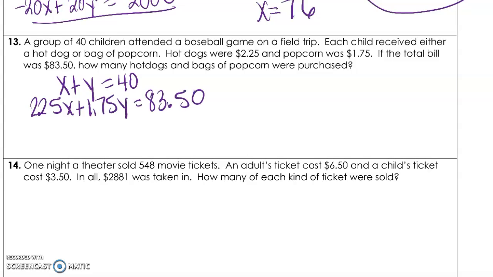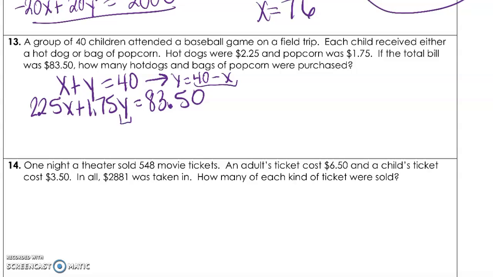So how many? There were 40 items, so those do not have any coefficients. How much was spent was 83.50, so those have to have the money with it. Since I don't really want to multiply by decimals, I am going to solve this equation, and it doesn't matter if you solve it for x or for y. I'm just going to put y equals 40 minus x. So now I need to substitute that into here.